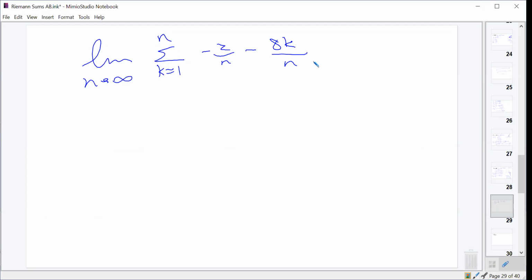Wait, is the denominator n or n squared? Squared? Okay. Sorry about that. Good or no? Good. All right. And so then what should we do? Do the summation stuff. So what's our summation? -2n over n.